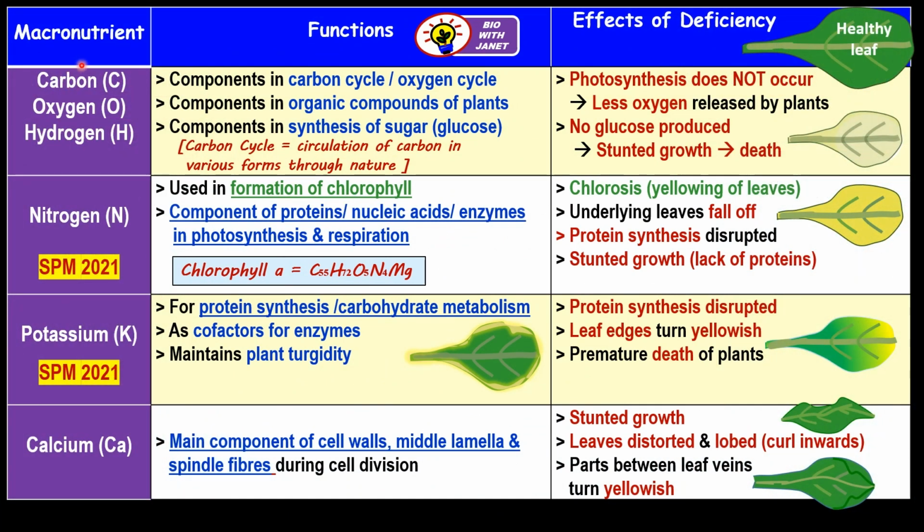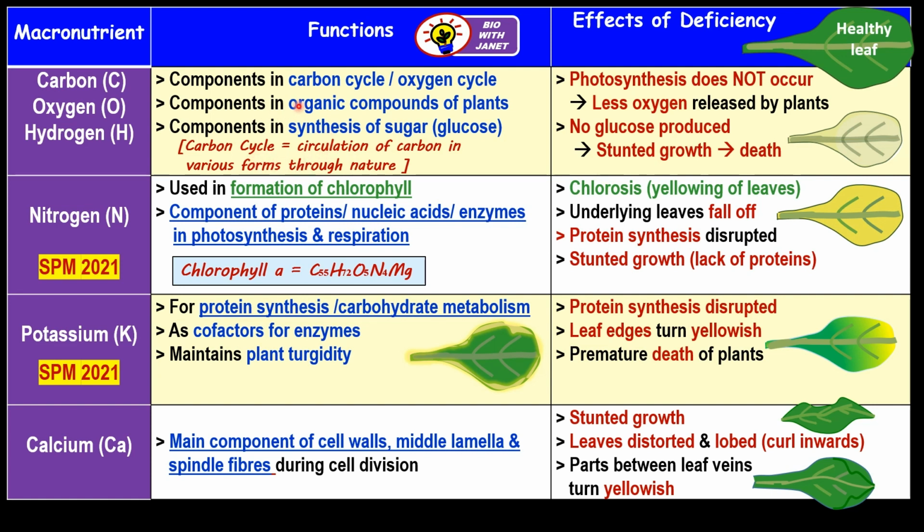Let's look at the first few macronutrients: carbon, oxygen, and hydrogen, or CHO. So CHO are components in the carbon cycle. Now, the carbon cycle is the circulation of carbon in its various forms, such as carbon dioxide and glucose, organic compounds like glucose and proteins, through nature. How the carbon is circulated through nature, right? And then you also have the oxygen cycle for oxygen. So they are found in the carbon cycle, and it is very important in the survival of organisms.